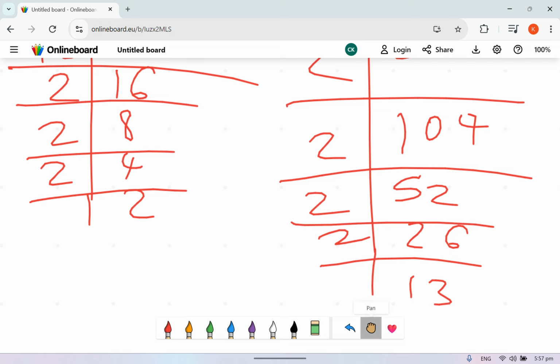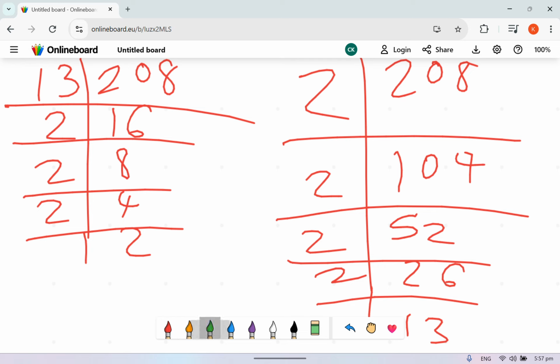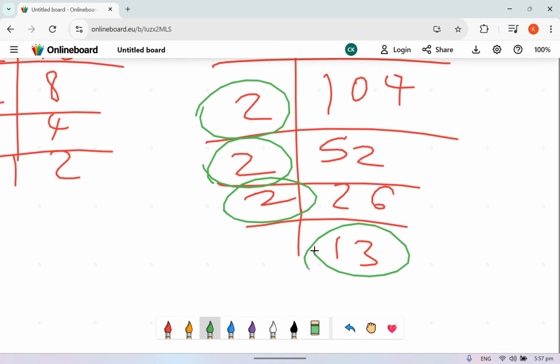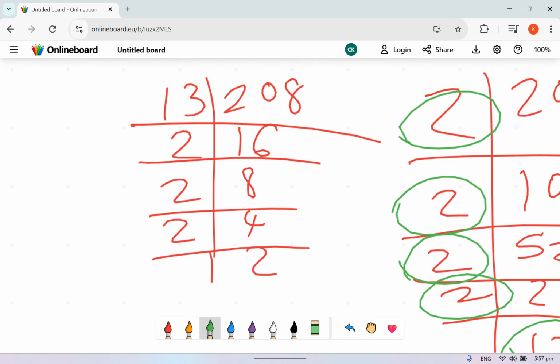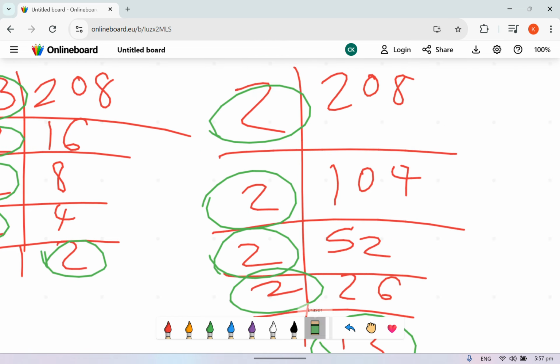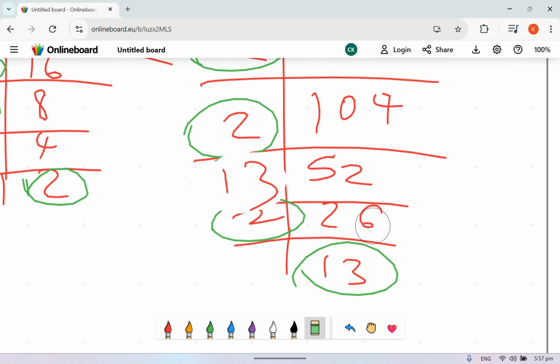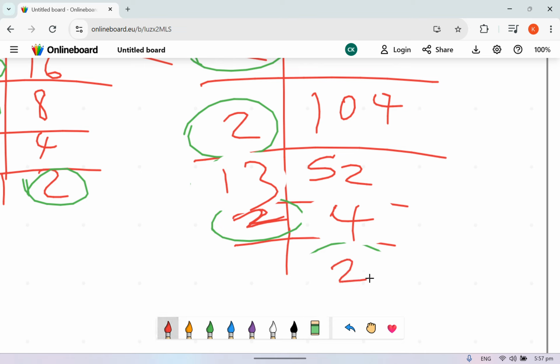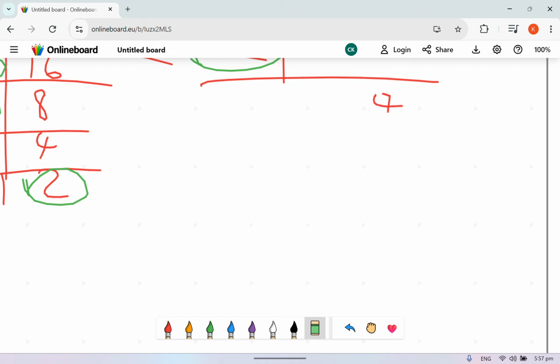Notice how the results are still the same. 2 times 2 times 2 times 2 times 13. In this case, it's just the reverse: 13 times 2 times 2 times 2. Now, let's say that over here you decided at 52, you know that you can divide by 13, and you decided to put 13. Then over here, you would have gotten 4, and you divide by 2, and you would have gotten 2 again. So you see how it's all just the same no matter what you do. That's my point. The result will ultimately be the same.